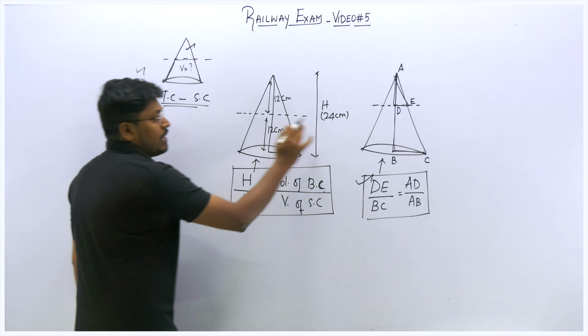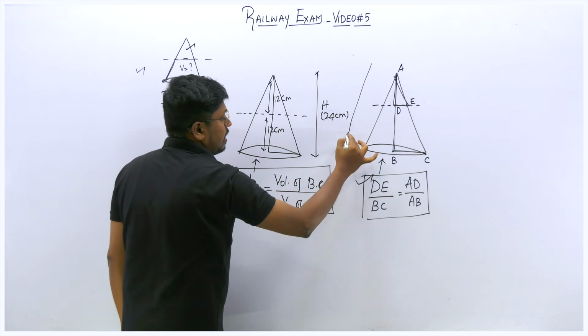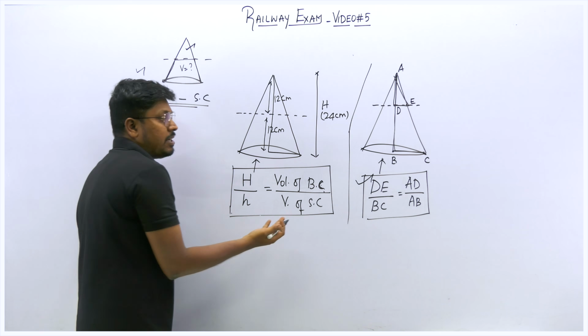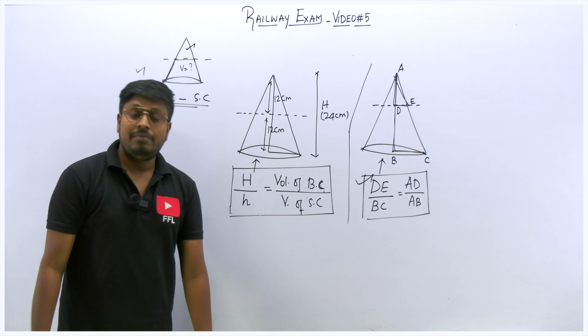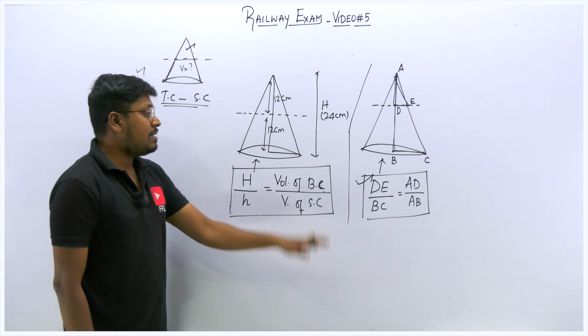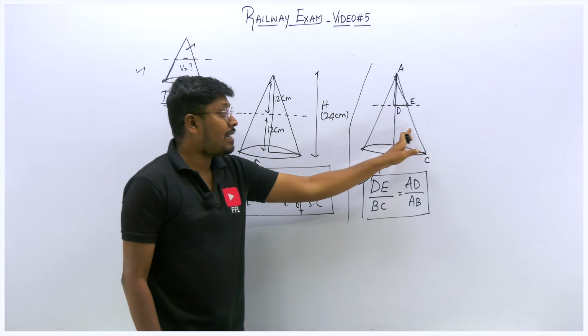So these are the two major categories. Whenever you see questions in your exam that are based on a frustum of a cone, first see which category the question falls in: whether the cone is cut exactly in half or not exactly in half.